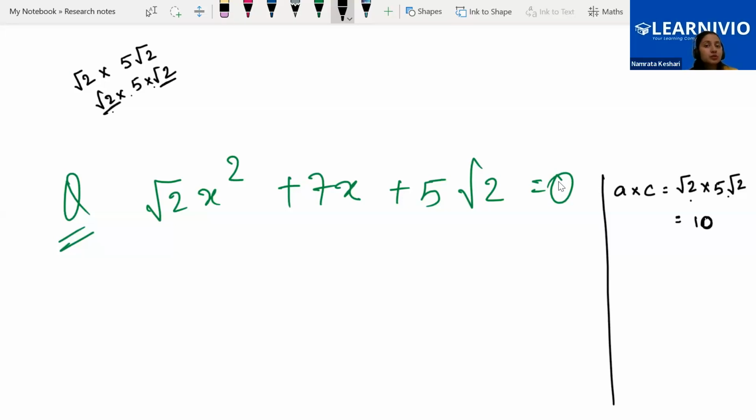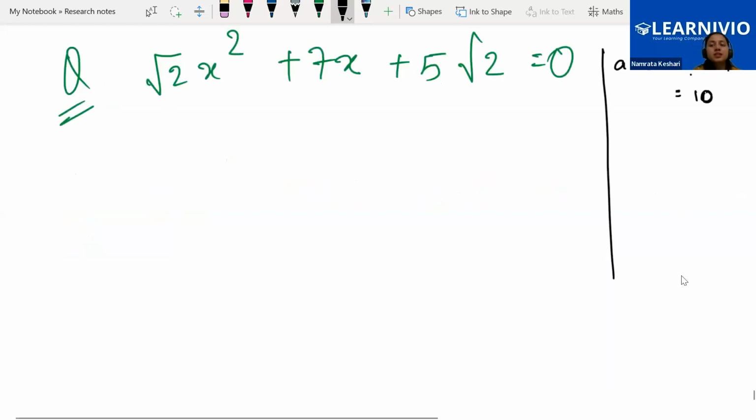Root 2 into root 2, when you do the multiplication, I always say both will collaborate together, sit inside one square root sign, and hence you are going to get only 2. So root 2 into root 2 is only 2. 5 into 2 is 10. She said it correctly, it will be 10. Okay, AC is 10. Now we will focus on factorizing this AC so that we end up getting the middle term, that is 7. What two numbers can we use to break this 10 so that we will have 7?